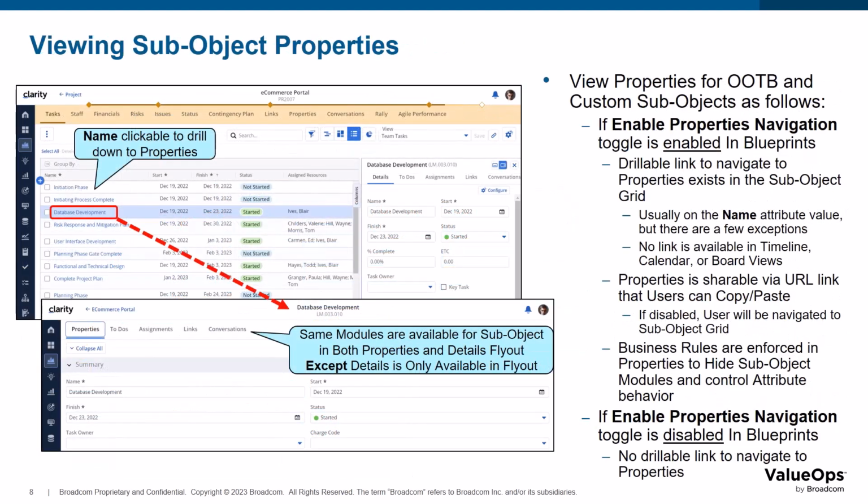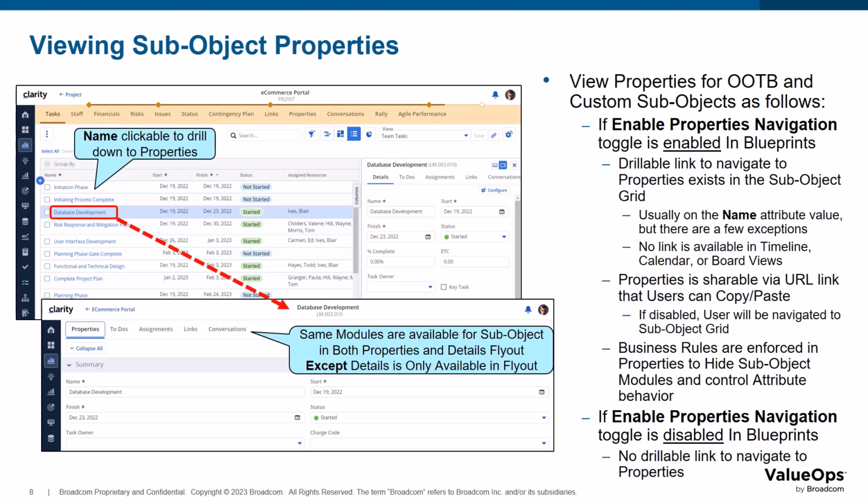Now we will view the subobject properties page. Once you've enabled the properties navigation toggle for specific subobjects, and tasks we'll use as our example, you will then see a drillable link for tasks, which is usually the name for most subobjects. There are a couple of exceptions though, but you'll click on the name Database Development of your task, and then you'll be navigated to the properties for that task.